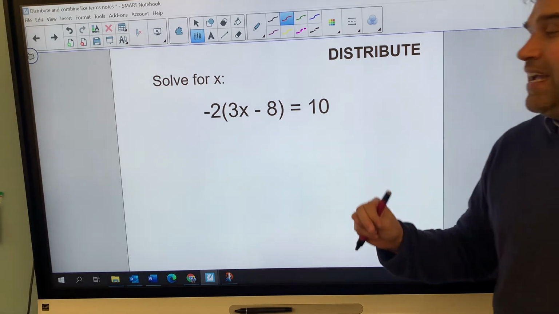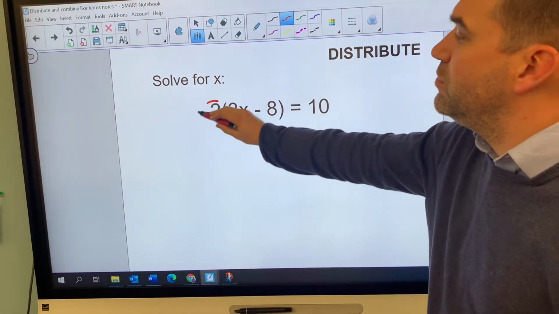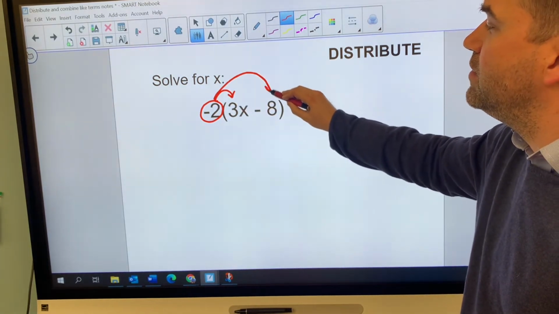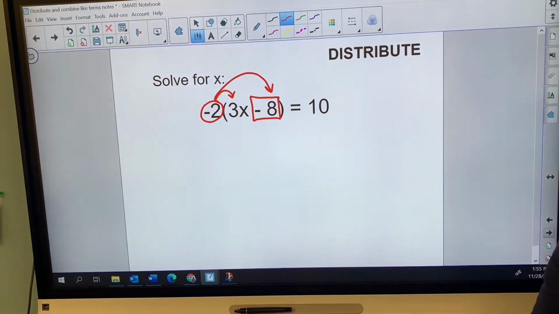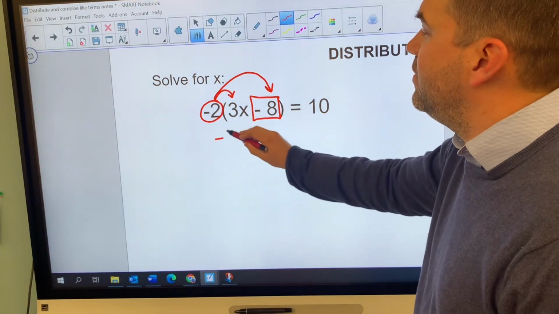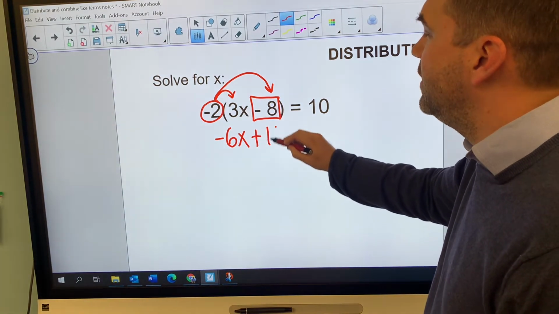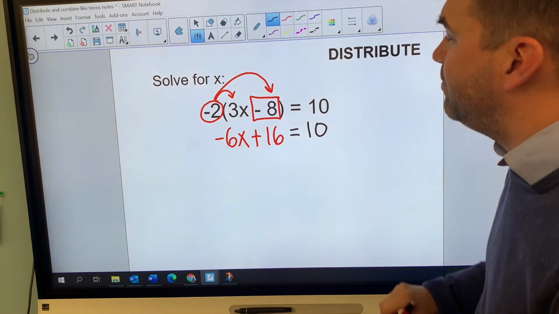Two more problems together. This one, straight ahead distribute again. We're going to distribute or share that -2 with the 3x and also with the -8. Don't forget, we're not just sharing it with an 8, it's a -8. -2 times 3x is -6x. -2 times -8 is positive 16, negative times a negative, and the 10 stays the same.